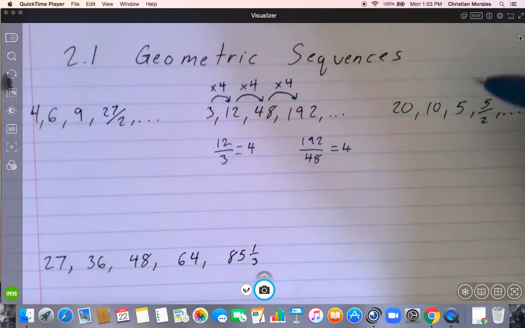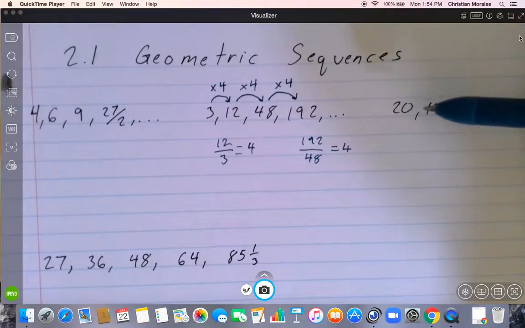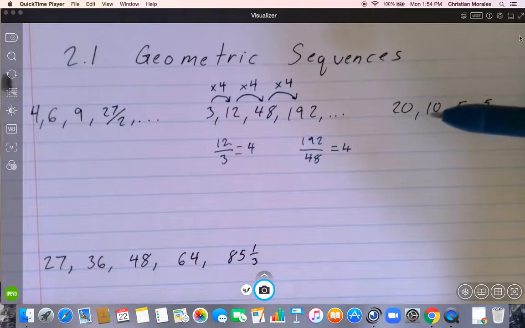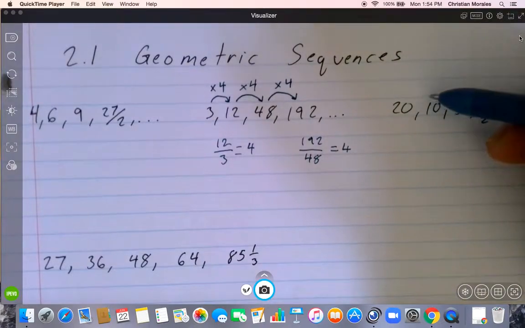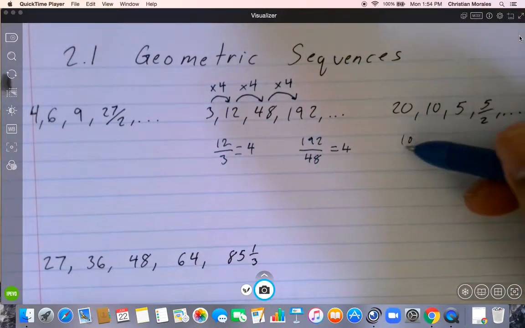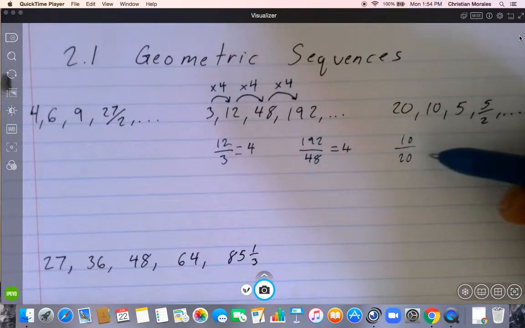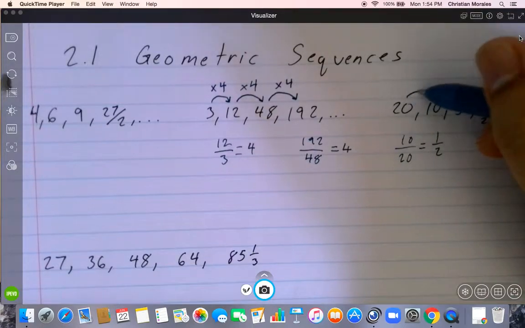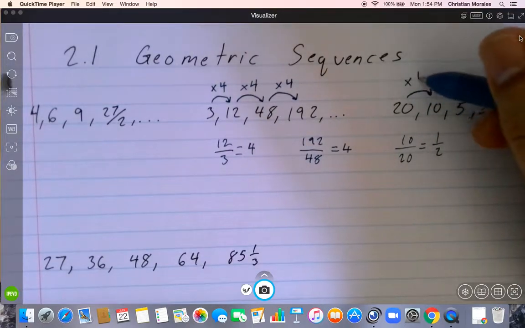Now here, I know most people will say this is dividing, but it's not. In a geometric sequence, they are still multiplying. So what you can do again, take the second number, divide it by the first one. Okay, now you can do this as a decimal, but I'm going to leave it as a fraction. If you simplify that, you get 1/2. So what that means is this is multiplying by 1/2.